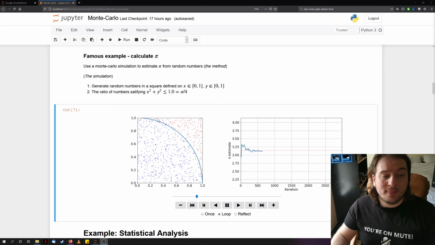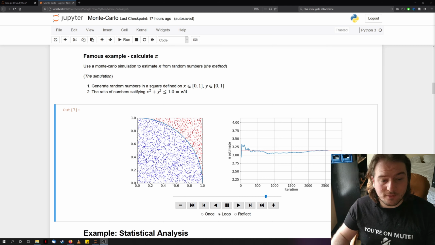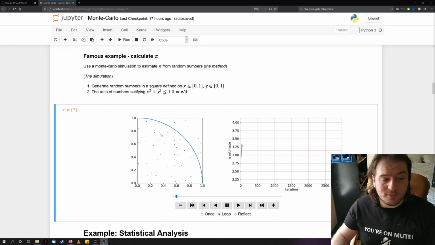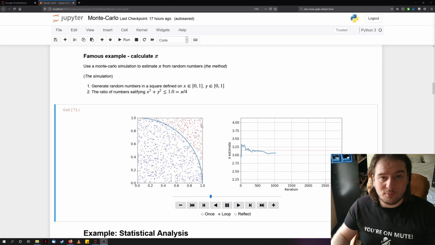And we know that the area of this quarter circle is pi divided by 4. We know that the area of the overall domain is 1. And so the ratio of the points that fall within this quarter circle compared to the overall points that have been generated is pi by 4. And so an estimate for pi can be derived from this.